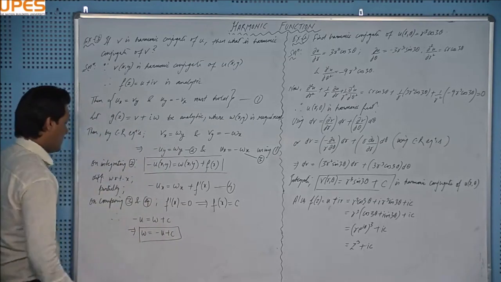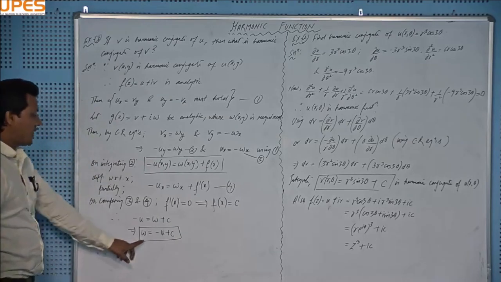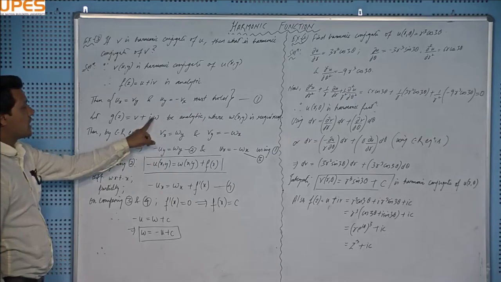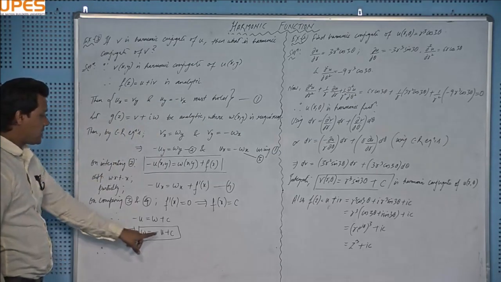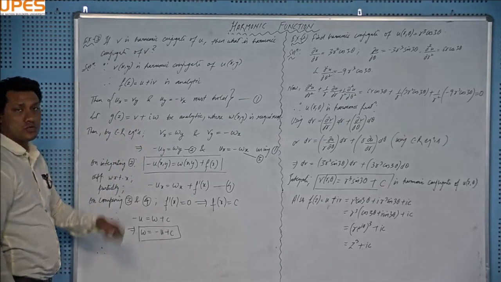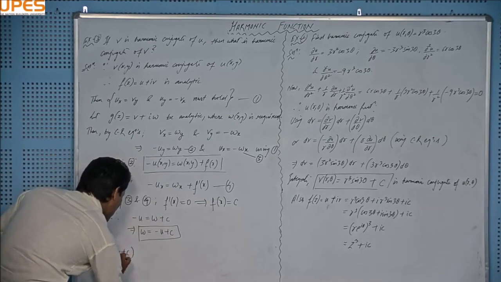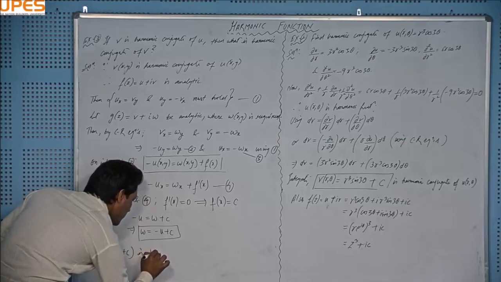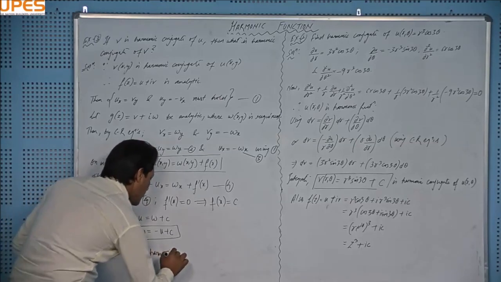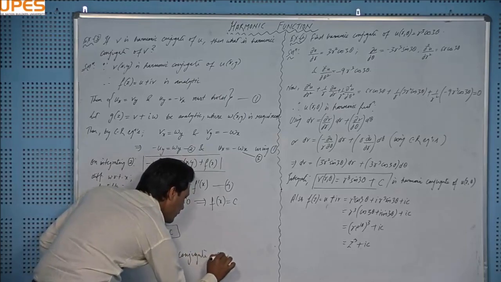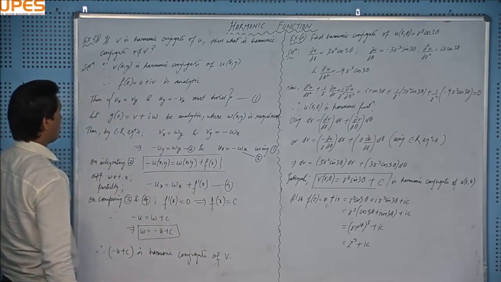Therefore you have found the harmonic conjugate W. You can see from here that W is the harmonic conjugate of V. So I will say that minus U plus C is the harmonic conjugate of V.